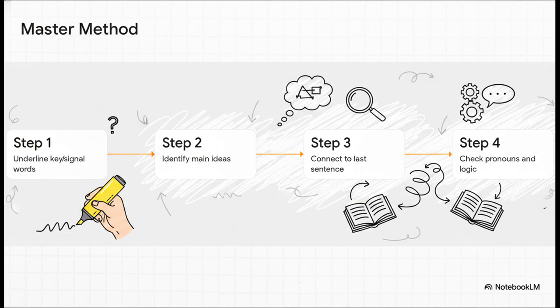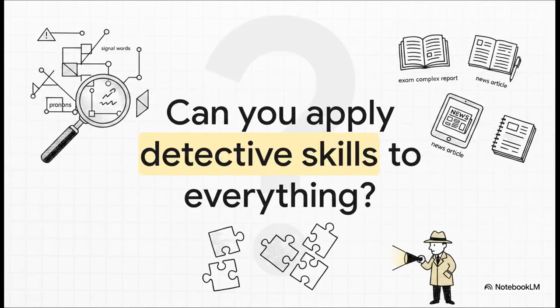Oh, and remember, do not just rely on finding a matching word. Which leaves us with one final, really provocative question. Now that you can see the hidden matrix of signal words and paragraph unity, can you apply these text detective skills to everything you read?